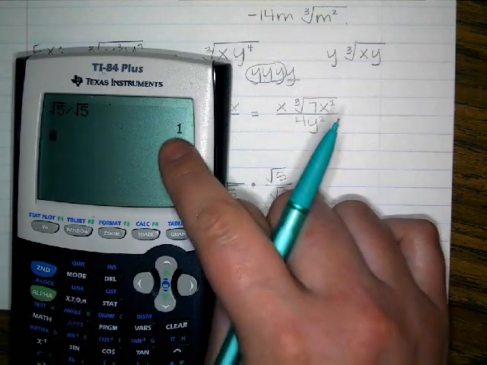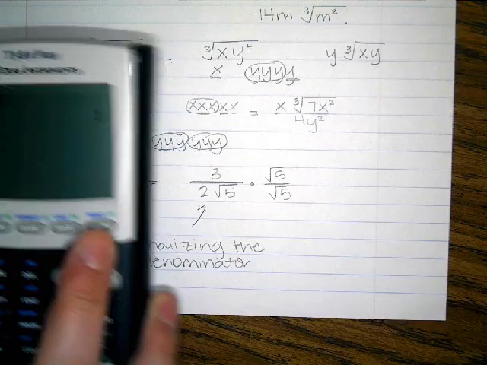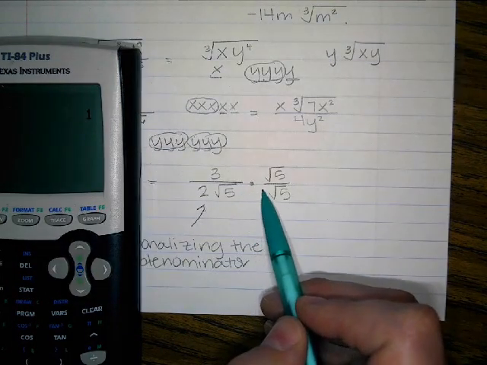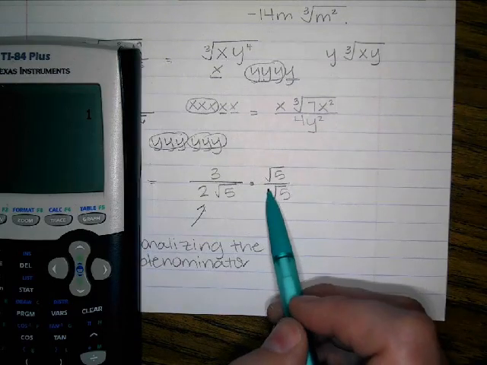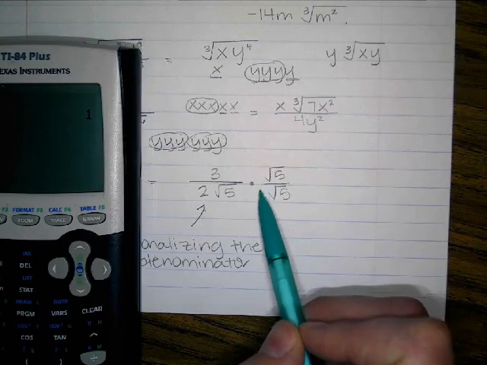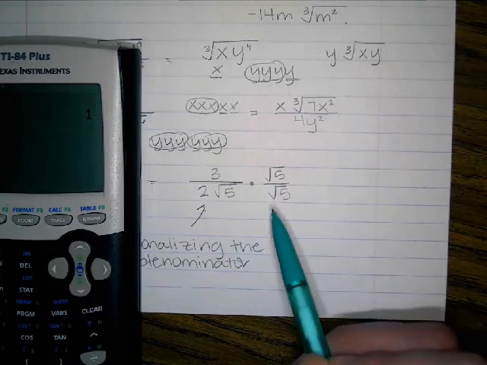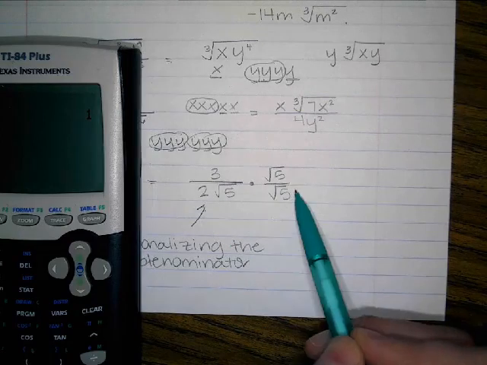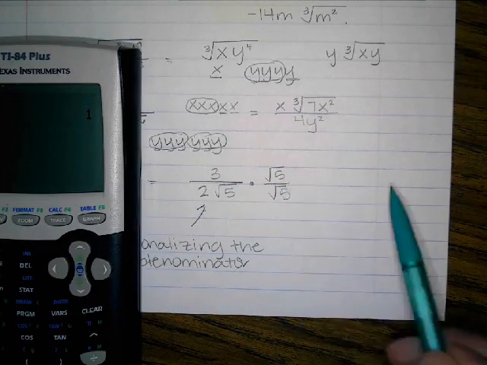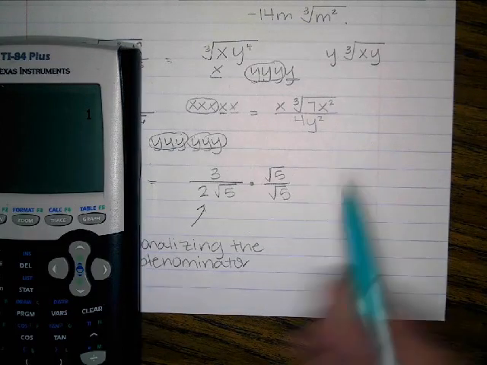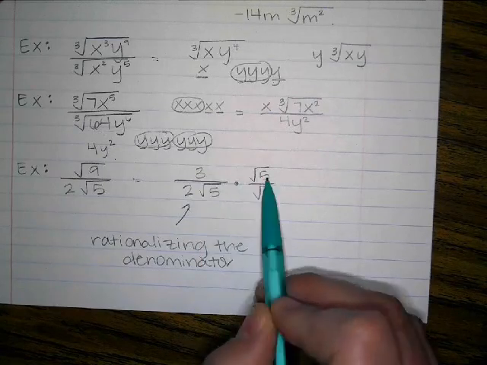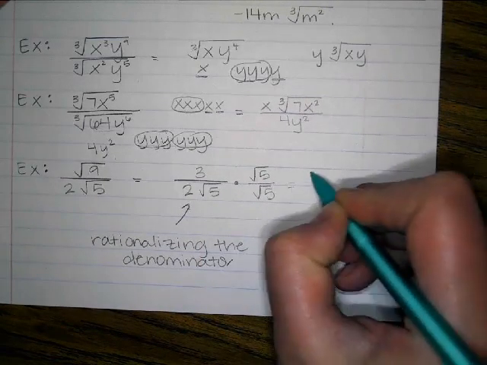So listen carefully. We're multiplying by root 5 over root 5, which is 1. So if we're multiplying by 1, this is still going to equal the same number. It's just going to look different. Does that make sense? Okay. So on the top, I'm going to have 3 times root 5. On the bottom, I have 2.